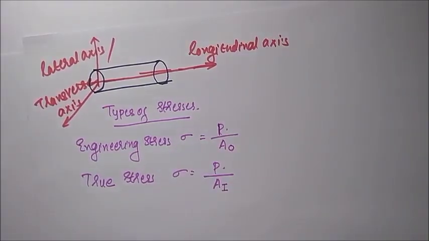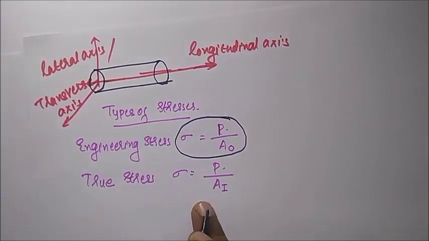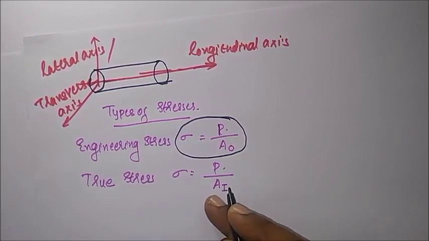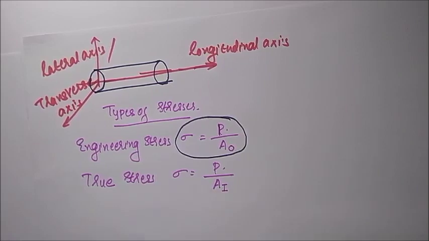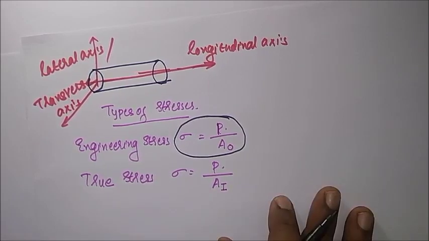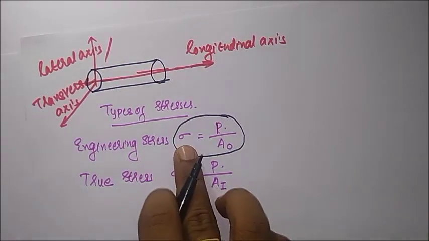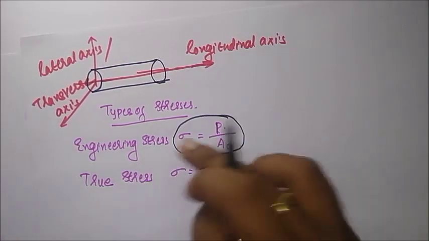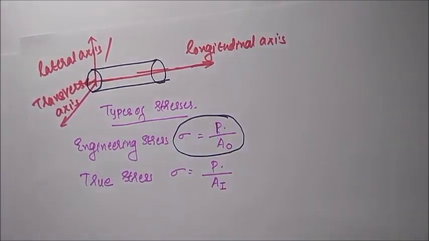In engineering applications, we consider engineering stress. It is not practically possible to take the instantaneous area, because instant to instant the area will change. Therefore, throughout this subject we deal with engineering stress. What is engineering stress? Stress is equal to load divided by original area, which is known as engineering stress. Load divided by instantaneous area is known as true stress.